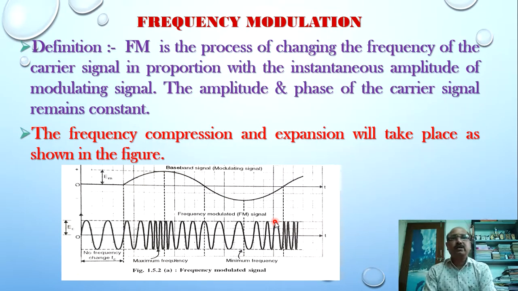Then another type of modulation is frequency modulation. In frequency modulation, FM is the process of changing the frequency of the carrier signal in proportion with the instantaneous amplitude of the modulating signal. In that case, the amplitude as well as the phase of the carrier signal is constant, but the frequency will be changed. याच्यामध्ये आपण frequency ही vary करतो, frequency vary होत जाते. So for the positive half you will get a compression, and for the negative half you will get an expansion.